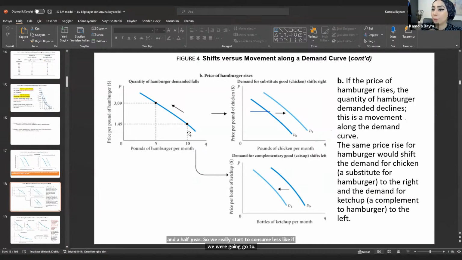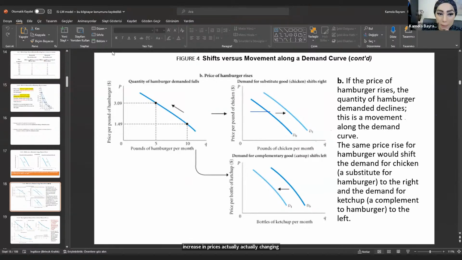We start to repair the old clothes, and we start to travel less. If we were flying more overseas before, now we start to fly less because of prices. So the increase in prices actually changes the amount of consumption.